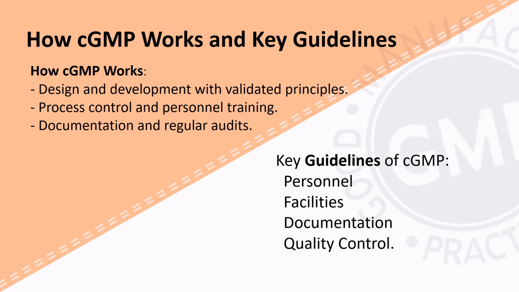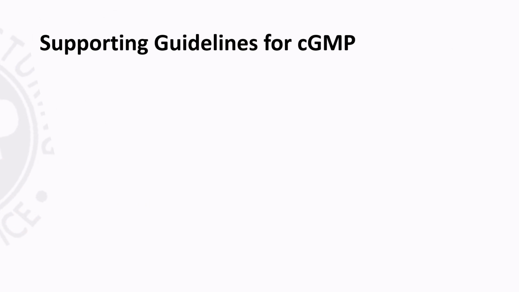Key guidelines of cGMP. Personnel. Qualified and trained staff are essential for ensuring product quality. Facilities and equipment. Manufacturing environments must be clean, well-maintained, and suitable for preventing contamination. Documentation. Proper records must be maintained at every stage of production to guarantee product traceability and quality. Quality control. Regular testing and validation ensure that products meet required standards before they reach the market.